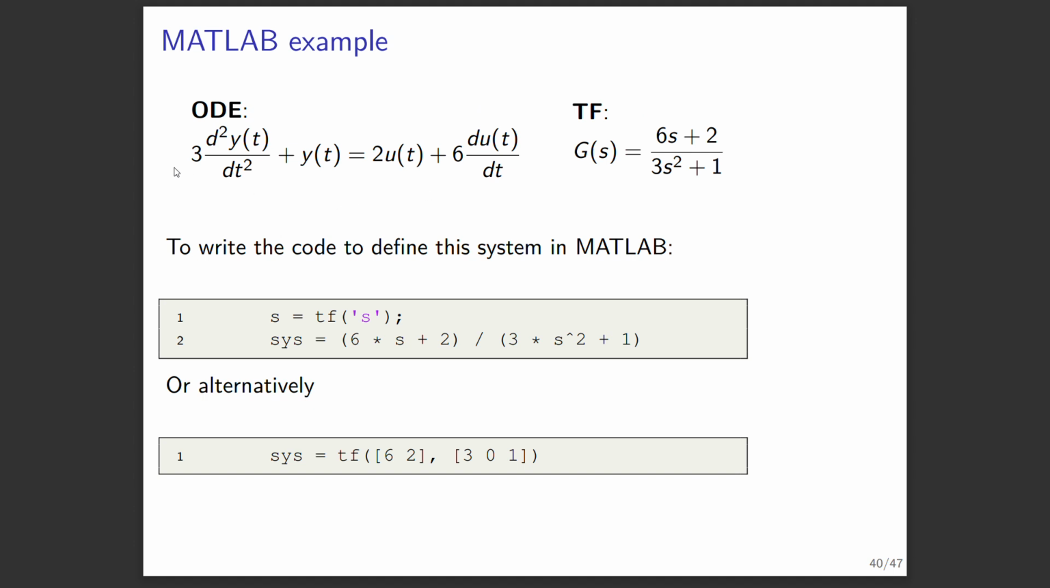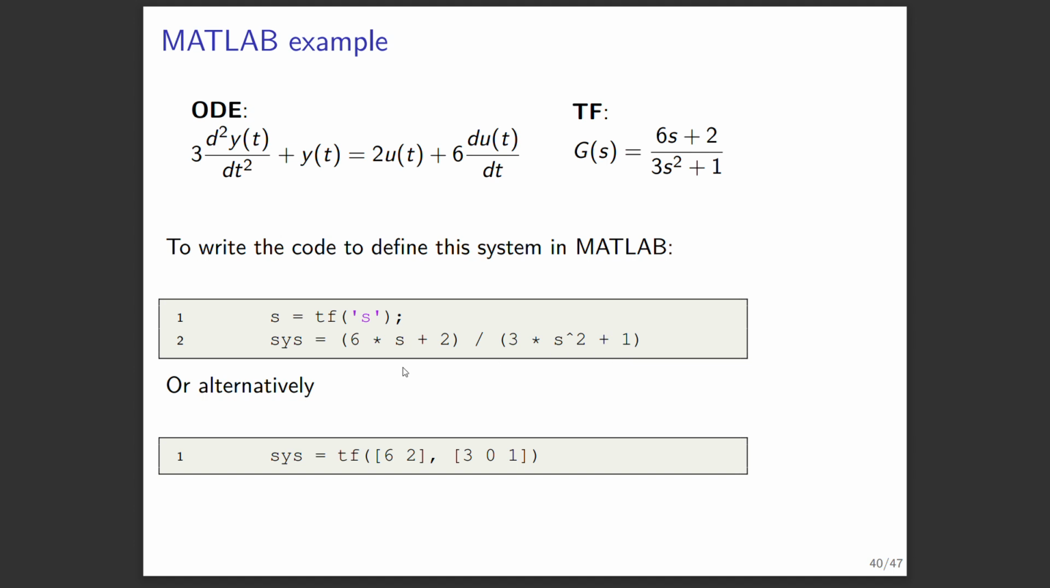So my ODE is this, the equivalent transfer function is this, and I want to write the code to define the system in MATLAB. The first way to do it is to say s = tf('s'), and then now that letter s is defined as the letter for transfer functions, I can simply say my system is (6s + 2)/(3s^2 + 1).